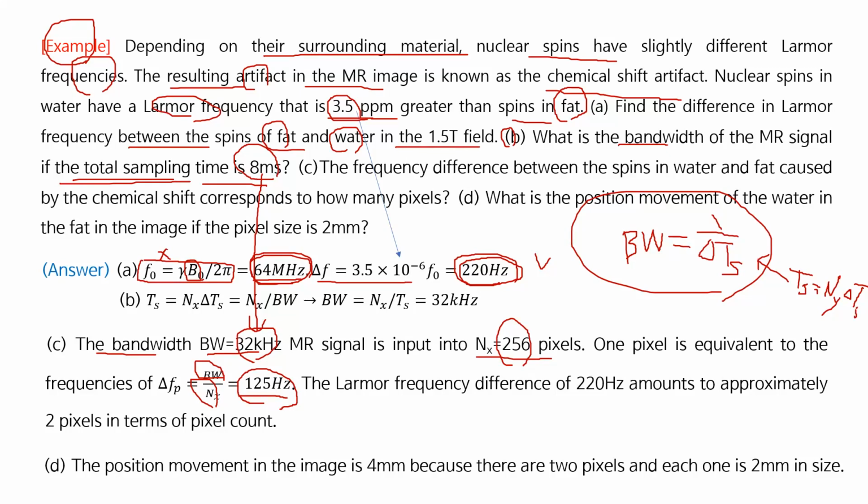So NY equal 256, NX equal NY, so 256, and the TS total sampling time is 8 milliseconds here. So we can get delta TS, right? Then we can get the bandwidth. So that is 32 kilohertz. Okay.